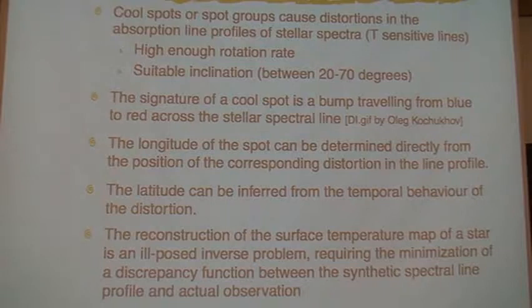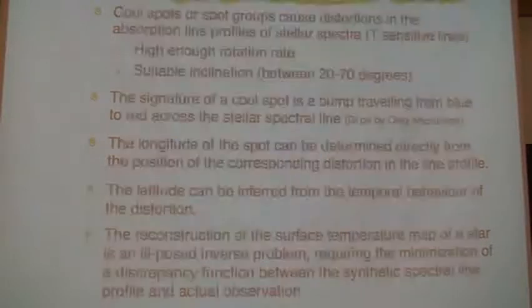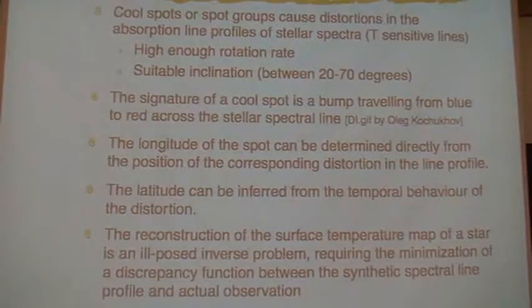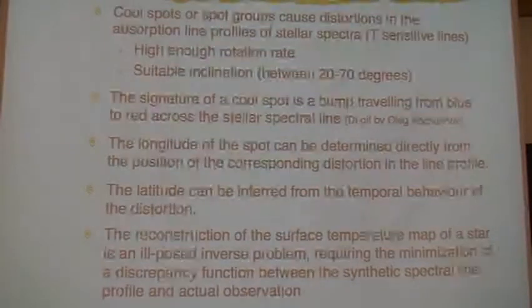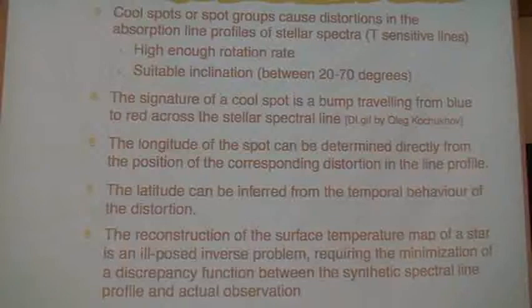And then there are some conditions where you can use this method, and first of all, you have to have a high enough rotation rate so that your lines are broadened in order to see these features in these spectral lines. But if the stellar rotation is too fast, then the lines are so wide that it's not possible to use this method any longer. And also the inclination of the rotation axis matters when you can use this method.